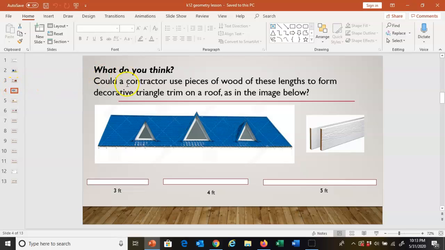What do you think? Could a contractor use pieces of wood of these lengths to form decorative triangle trim on a roof, as in the image below? The lengths are 3 feet, 4 feet, and 5 feet. I don't get too bogged down in the details, thinking about whether we're making this triangle or this triangle out of the 3 feet, 4 feet, 5 feet lengths. I'm just wondering, can you put those three lengths together to make a triangle? Go ahead and think about it.